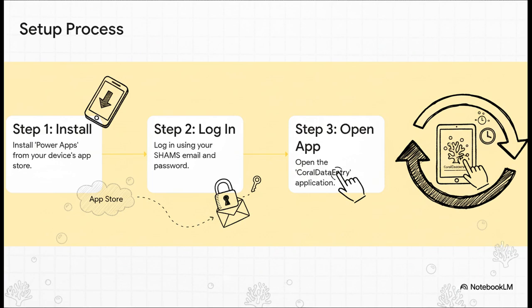Getting set up is pretty straightforward. You just install Power Apps, log in with your normal SHAMS account, and open the app. But, and I can't stress this enough, pay very close attention to that last step. Syncing before every single session is non-negotiable. That little globe icon is your best friend. It guarantees you're working with the latest version and all the most current data.